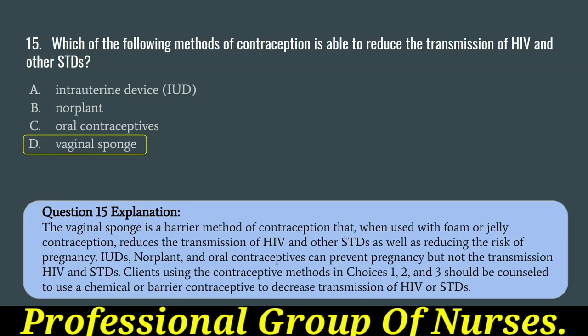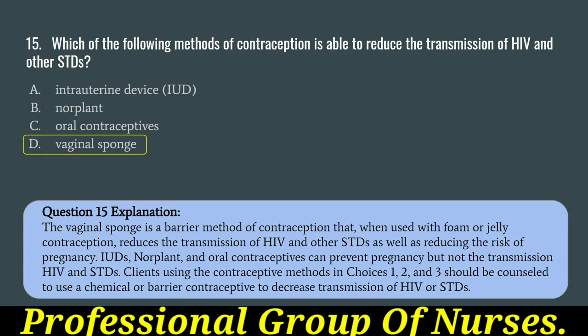IUDs, Norplant, and oral contraceptives can prevent pregnancy but not the transmission of HIV and STDs. Clients using the contraceptive methods in choices 1, 2, and 3 should be counseled to use a chemical or barrier contraceptive to decrease transmission of HIV or STDs.